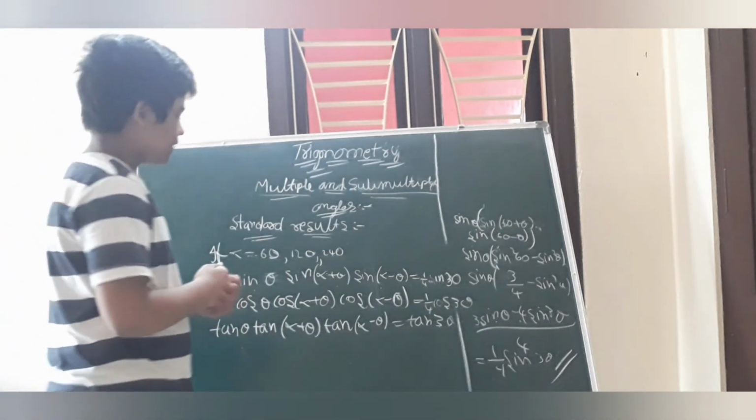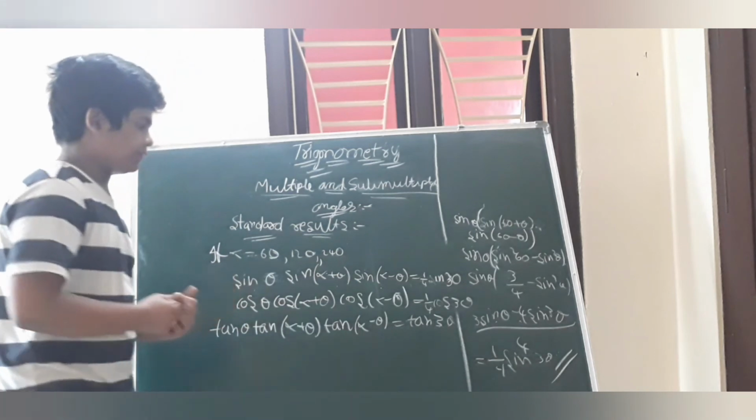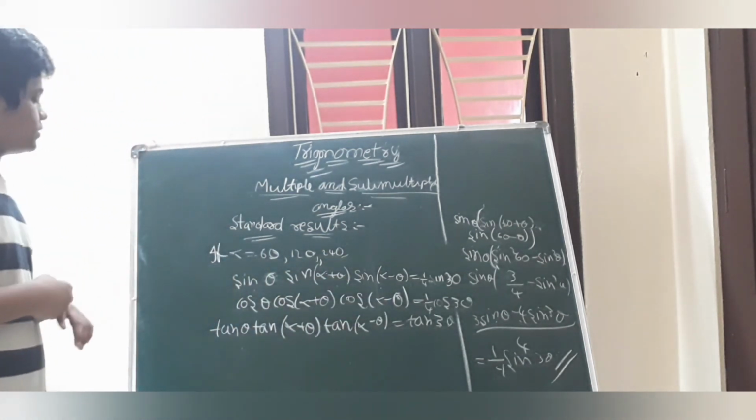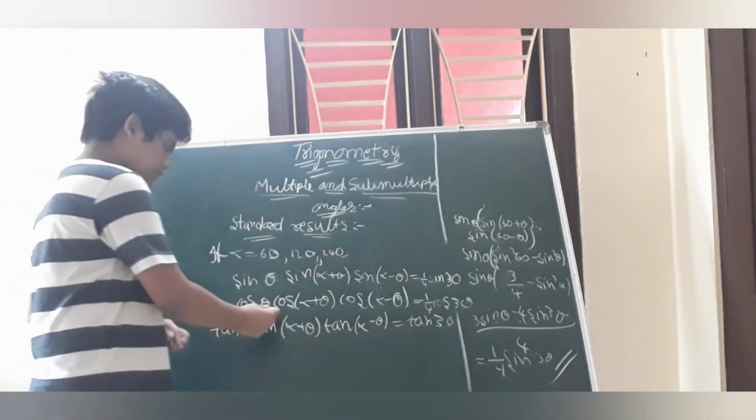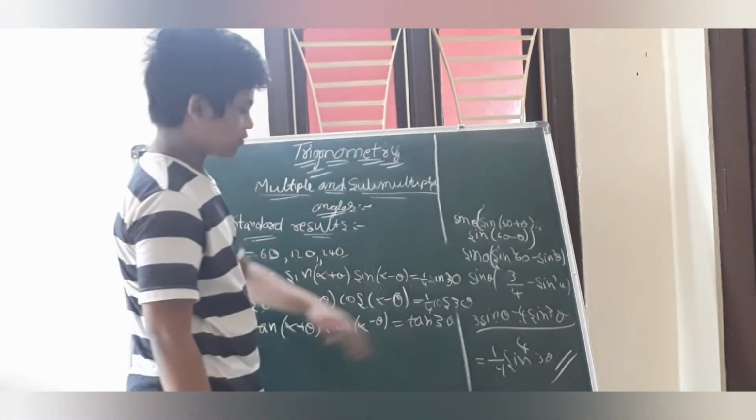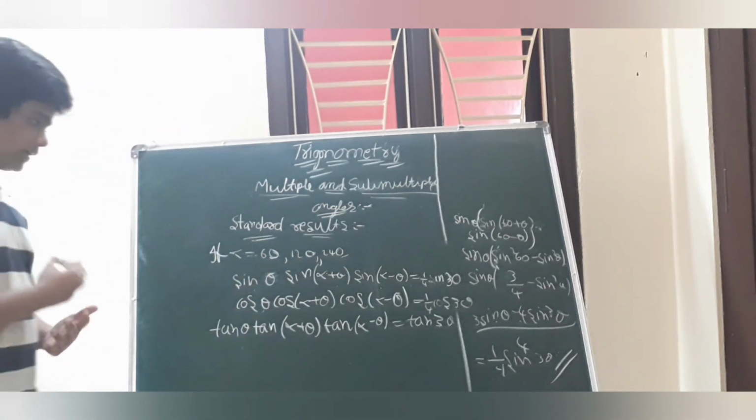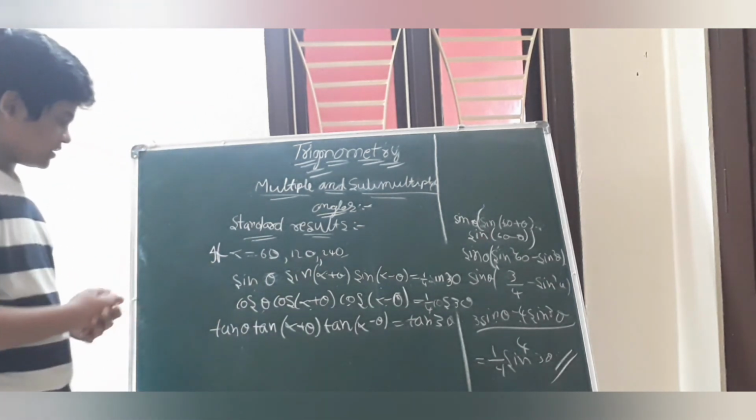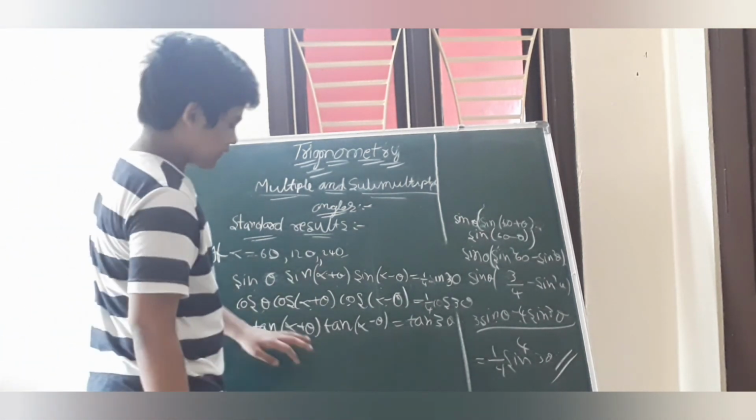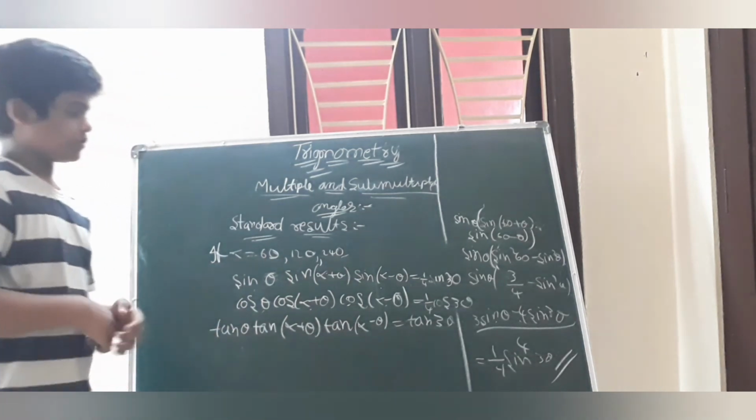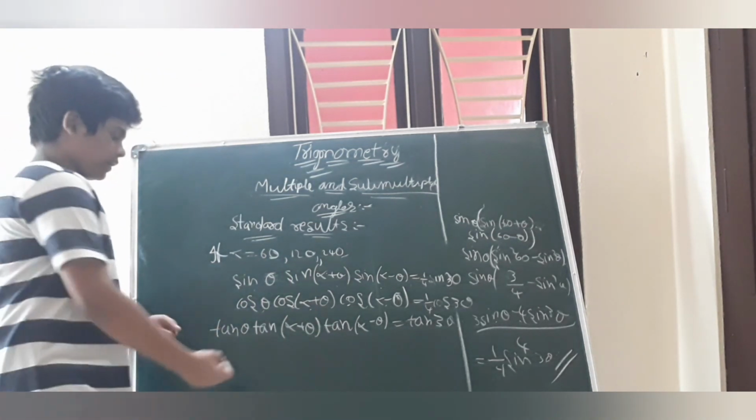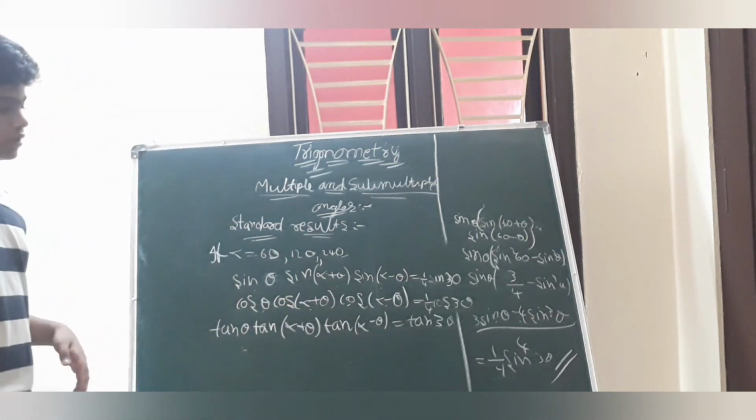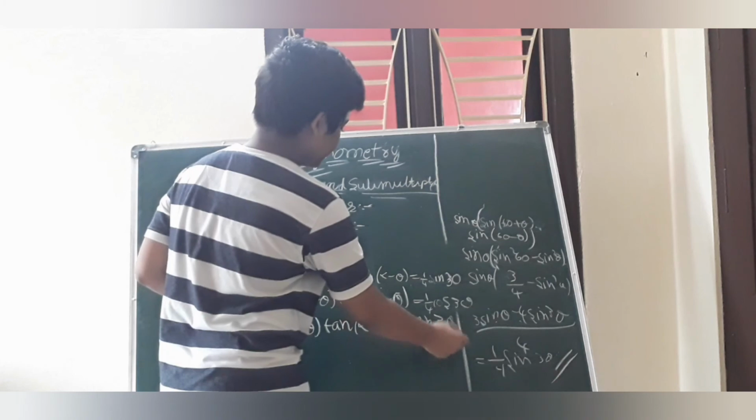In the same way, if you substitute 120, you will get the same answer, and if you substitute 240, you will get the same answer. You can also find the value of cos theta into cos of alpha plus theta into cos of alpha minus theta by applying the formula of cos of a plus b into cos of a minus b, and similarly tan theta into tan of alpha plus theta into tan of alpha minus theta also you can find. Here you have to apply the formula of tan of a plus b into tan of a minus b. Then you will get the answer tan 3 theta.